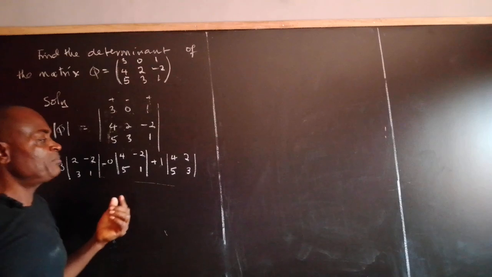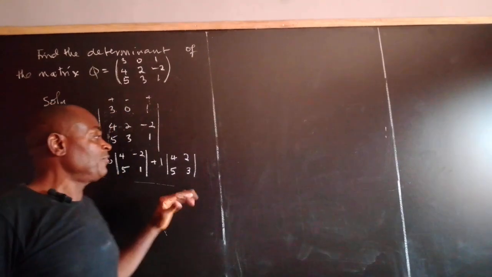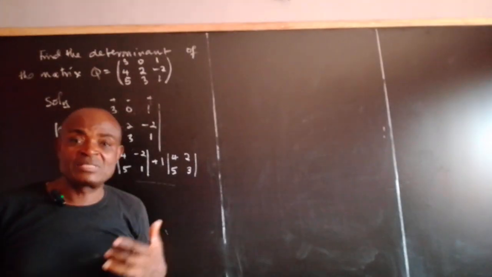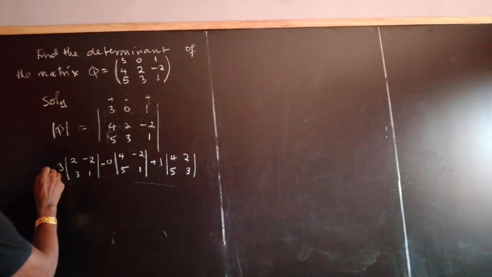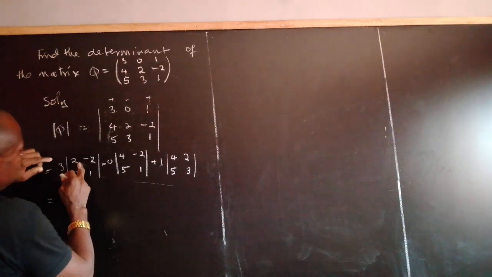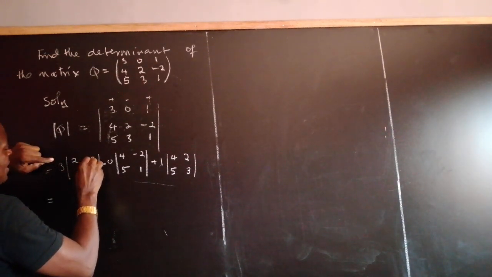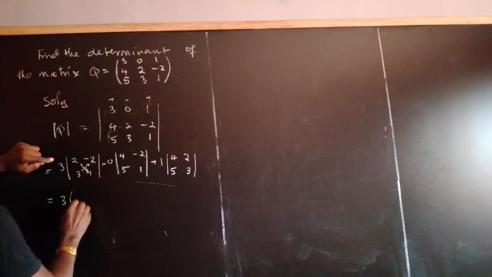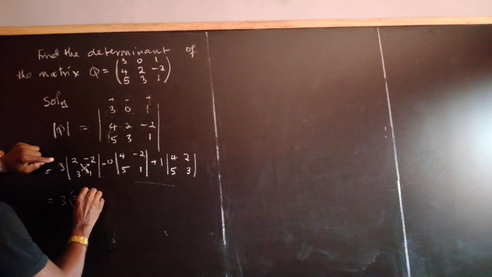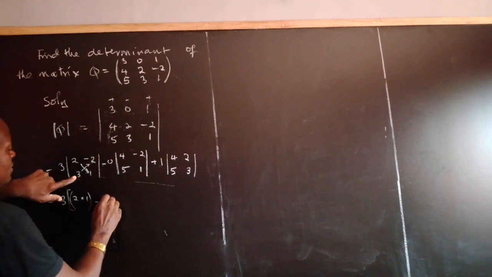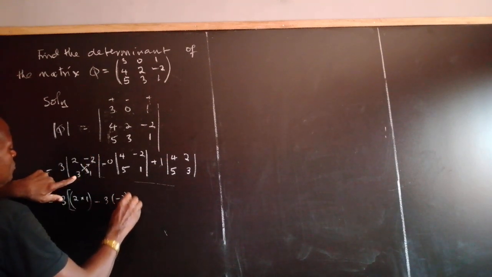Now, in taking the elements and its co-elements, you have to be very careful, because if you miss it, you will have serious problems simplifying. So the next thing we are going to do, like we did in our previous problem solving, is multiply the diagonals. So that's going to be 3 into 2 times 1, then minus, so there's going to be minus 3 times minus 2.